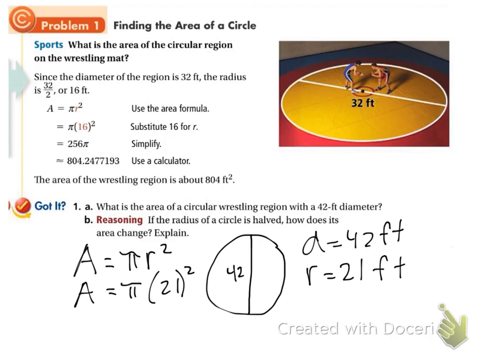They don't specify that they need it in terms of pi. So I'm just going to multiply that out. So pi times 21 squared gives us about 1,385.4 feet squared.